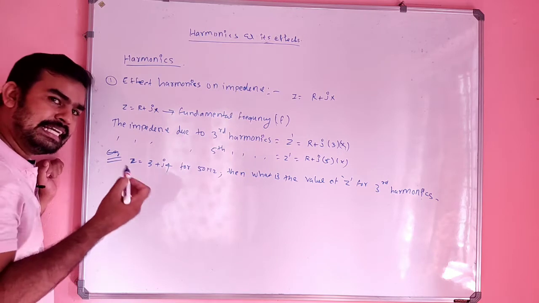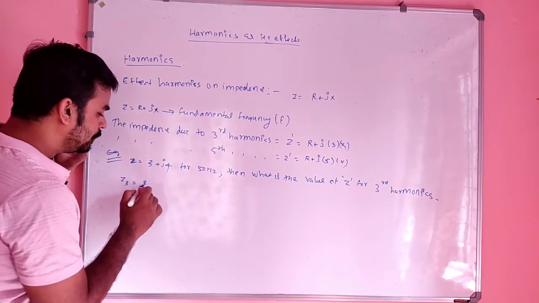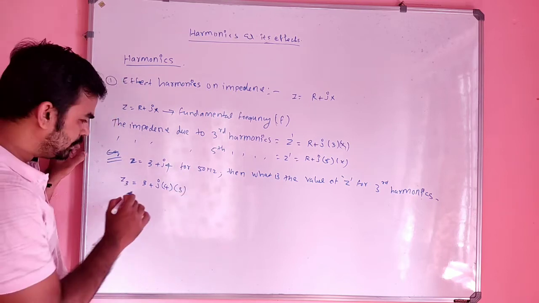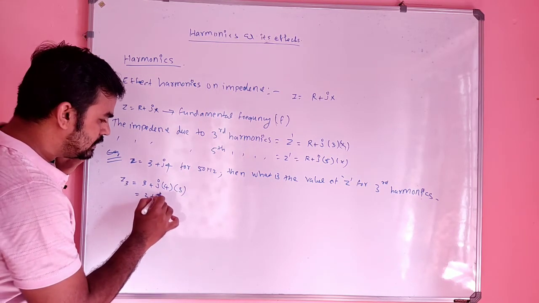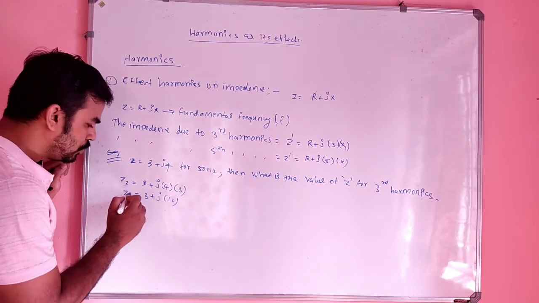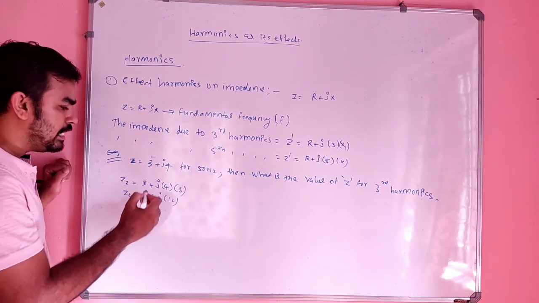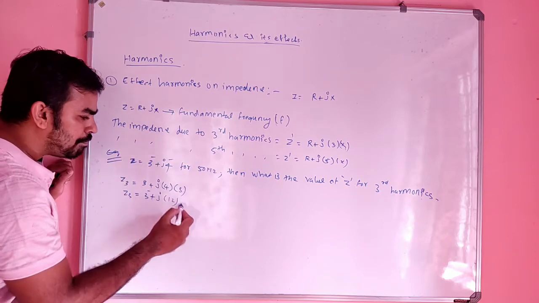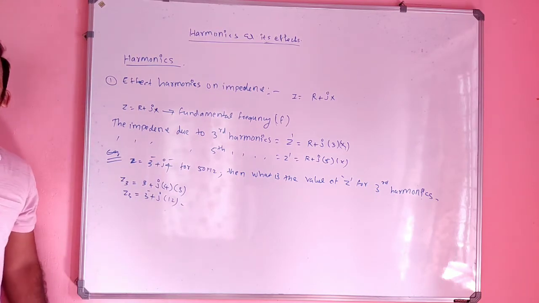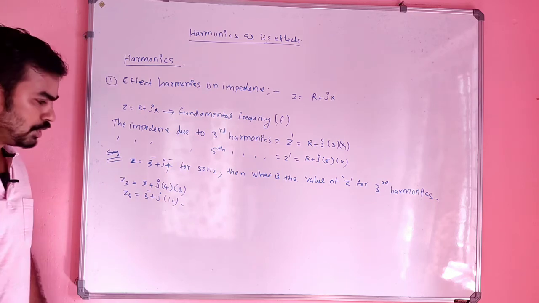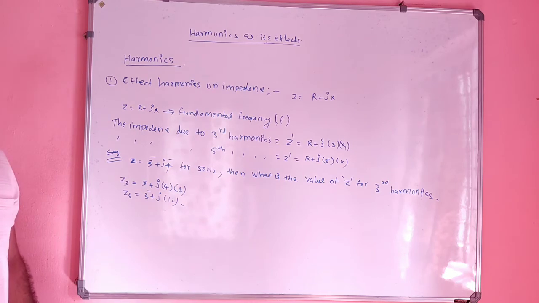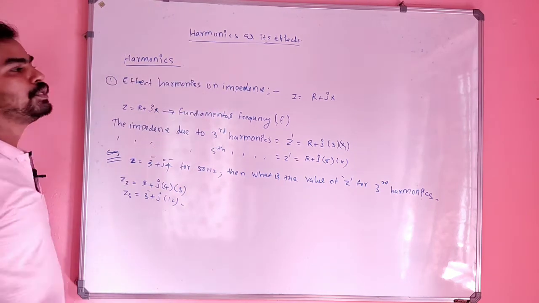So Z3, for third harmonics, will be equal to 3 plus J into 4 into 3, which is 3 plus J12. See the difference? There is no change in the real part, but the imaginary part changed by a multiple of the harmonic order. Third harmonic means 3 times, fifth harmonic means 5 times, etc. So that is the effect of harmonics on impedance.